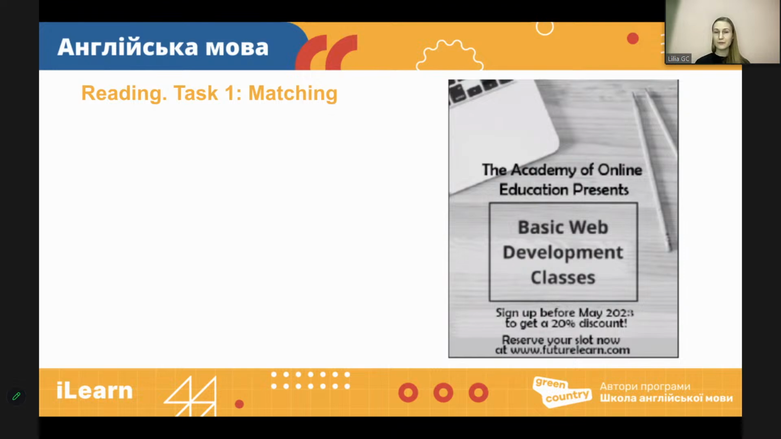And the first reading task looks like this. So many pictures, not always of a good quality, but still. And we have to decide what they are about. So look at this picture and give me your ideas. What can it be about?